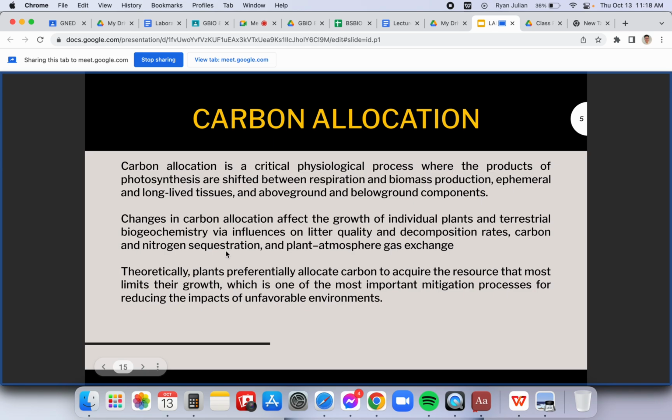When you encounter the term nitrogen sequestration, from the verb sequester, it means that it excretes or gets rid of nitrogen from a plant. So basically, sequester is the removal of waste products from a particular plant. Lastly, I would like to point out that theoretically, plants preferentially allocate carbon to acquire the resource that most limits their growth, which is one of the most important mitigation processes for reducing the impacts of unfavorable environments.